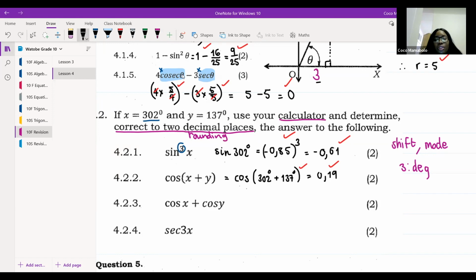All right, let's have a look at this one. I'm going to get cos of 302 degrees plus cos of 137 degrees. Punch it into your calculator exactly the way it is. Don't do anything fancy with it, and it should give you negative 0.